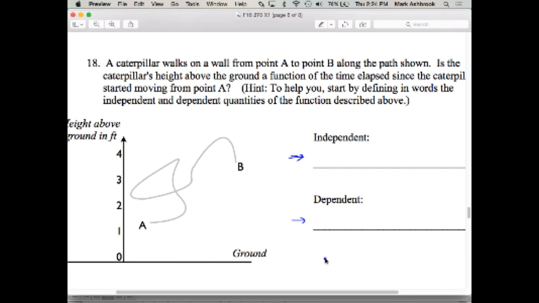Okay. What they all said? Oh, you guys are so smart. All right, and I'm not surprised. What's the independent variable? Time since starting to move. And the dependent variable? Height above the ground of the caterpillar. And so, is it a function or not?